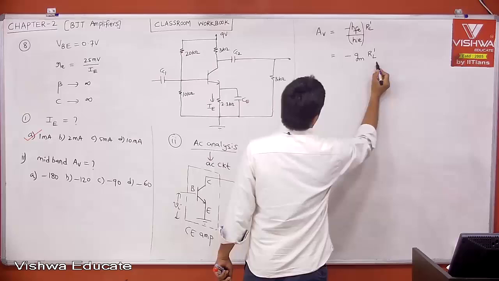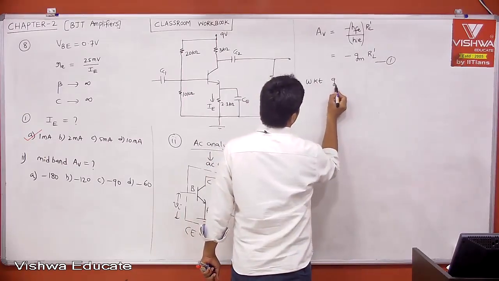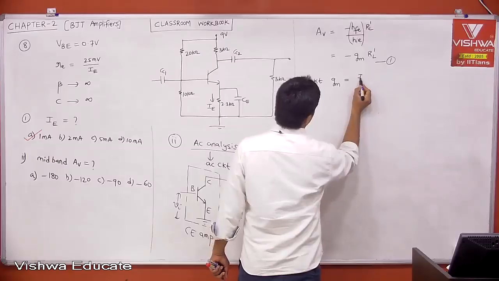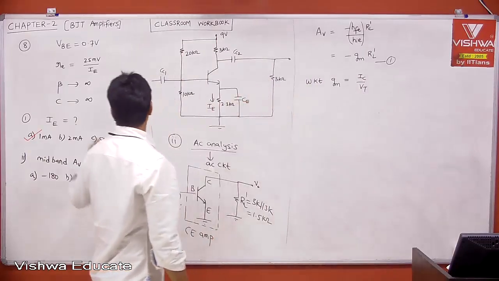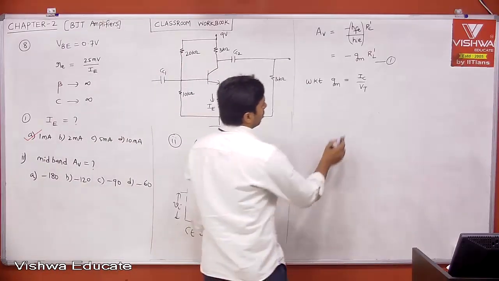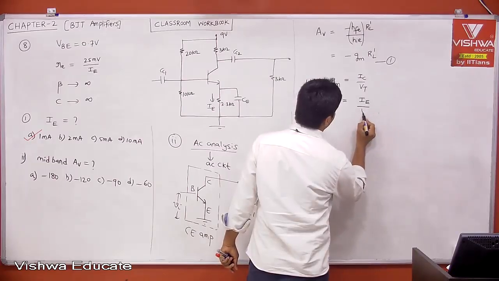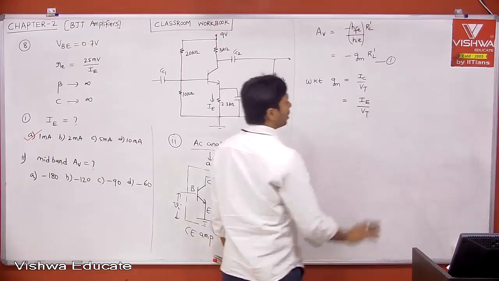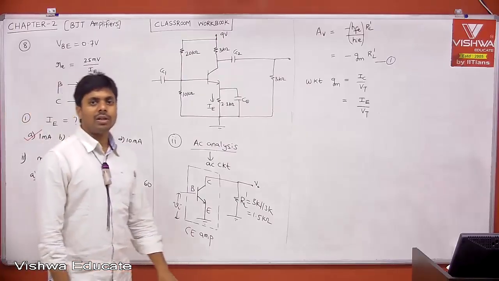Therefore, now, what is our GM? You write this as equation 1. We know that GM is equal to IC by VT. What is IC? Because beta is very high, IC is nothing but IE. IE we already know. Therefore, IC is nothing but IE, divided by VT. What is IE? That is known to you. But what is VT? 26 millivolt at room temperature.